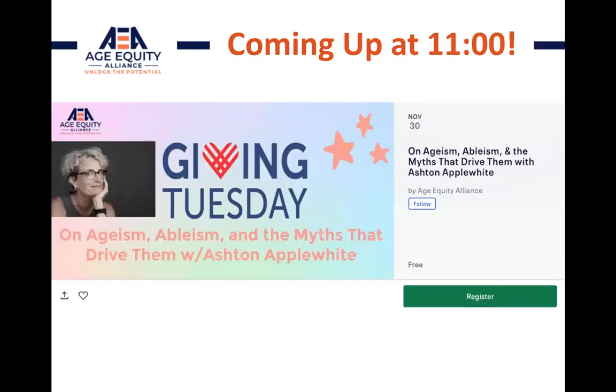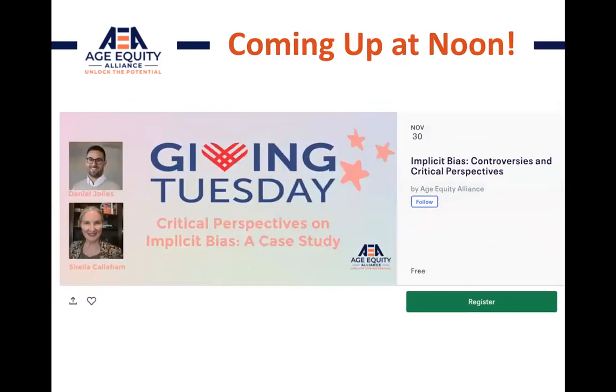Then at 11, we will have Ashton Applewhite talking about ageism, ableism, and the myths that drive them. I think most of you know Ashton is a main stage TED speaker and global age advocate. So we're very happy to have her coming up at 11. Then at noon, we have Daniel Jolis, who is a psychologist and a researcher and a PhD candidate studying age. He will be sharing some research on implicit bias and the controversies and critical perspectives. Implicit bias training has gotten such a bad rap, and he's going to be talking about that and actually questioning the validity of it himself. So that's a very interesting training that you may be interested in.